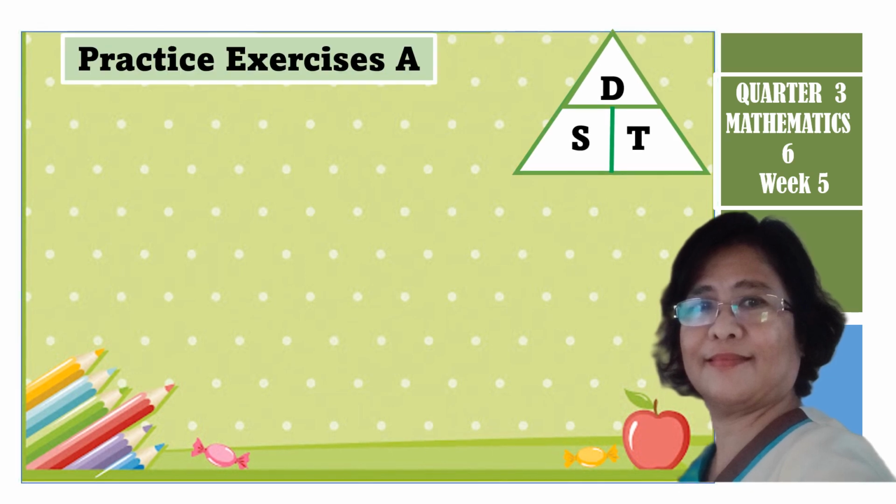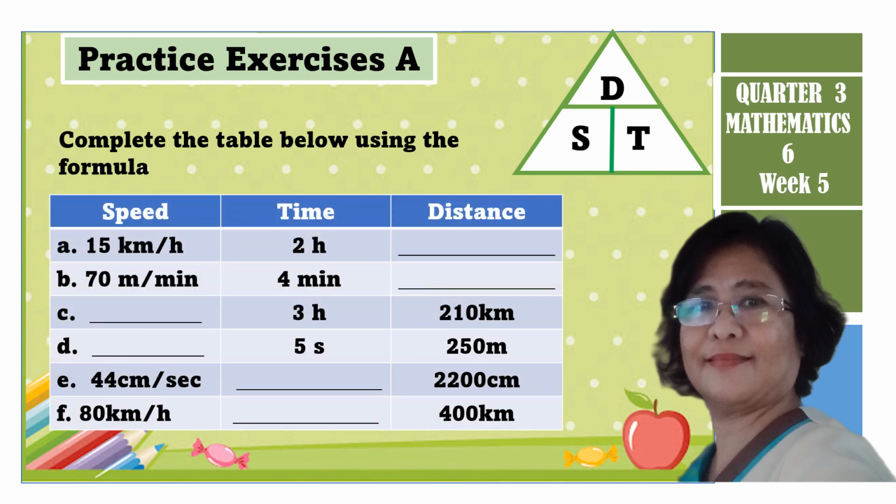Let us now reveal the answer for number 1. The missing is the distance. To find the distance, just multiply the speed and the time. So let us multiply 15 by 2. The answer is 30. The unit is kilometer. Just cancel the h. Because we're talking about the distance, the unit is kilometer. Letter B. Again, we are to find the distance. So the same, just multiply 70 by 4. The answer is 280 and the unit is meter.